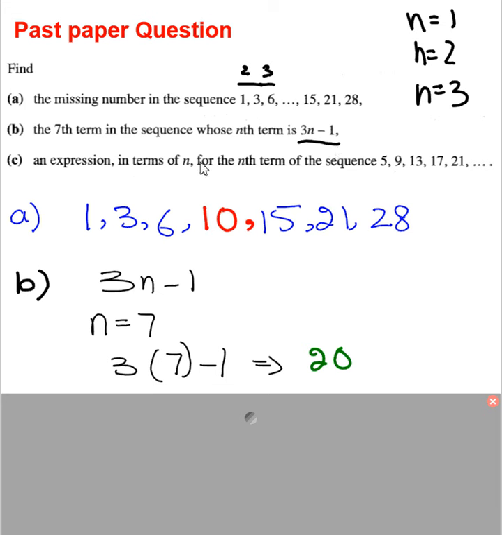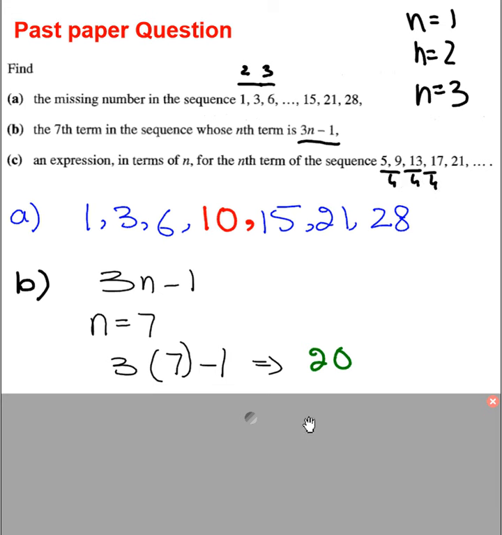An expression in terms of n for the nth term of the sequence. Now here you have to find out the nth term, like generalize for this sequence. So there are different ways, but first of all, let's see the difference between two terms here. So the difference here is 4, difference here is 4, difference here is 4.